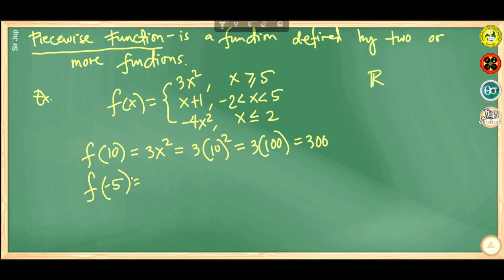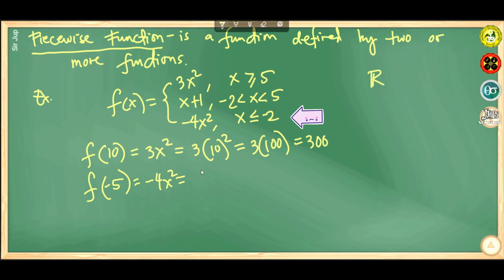Okay, where does negative 5 belong in these domains? Note that negative 5 is less than or equal to negative 2, x is less than or equal to negative 2, because negative 5 is less than or equal to negative 2. So meaning we use negative 4x squared. So f of negative 5 is negative 4x squared, where x is equal to negative 5.